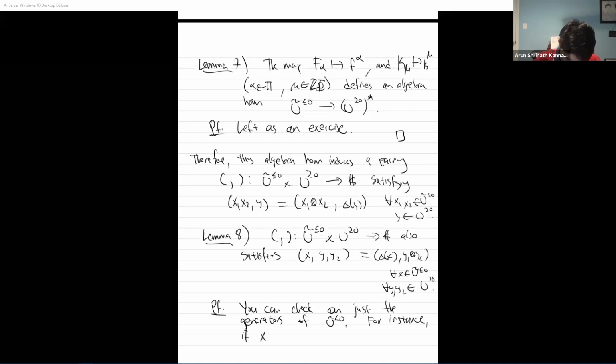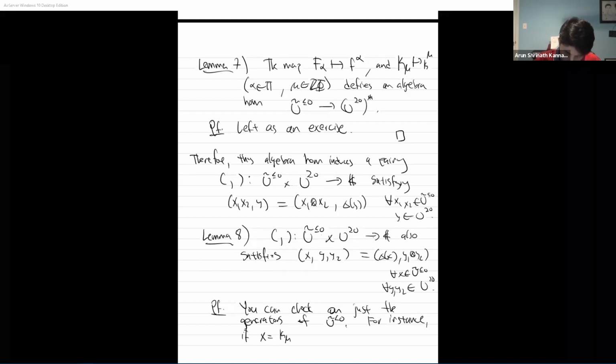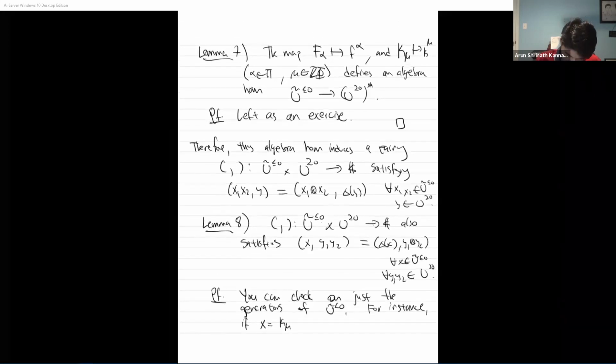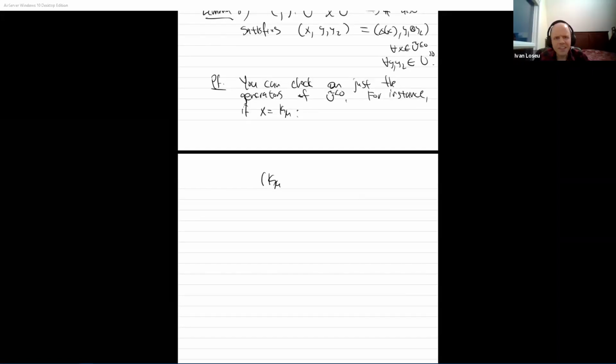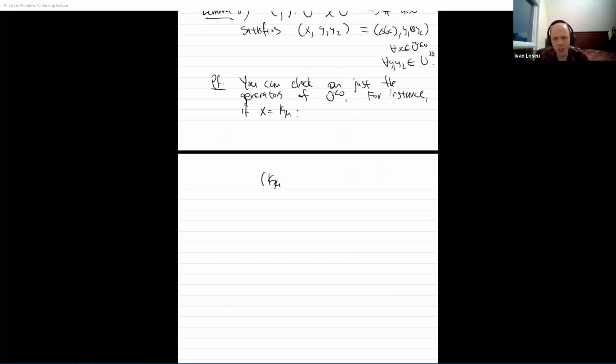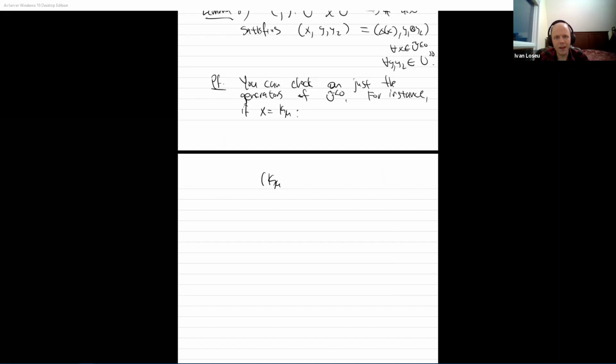if x equals k mu and y1 and y2 are arbitrary, then you get x, or k mu. Excuse me. The status of the first statement you made is that it's enough to do this check when x is one of the generators of U tilde less than or equal to 0. So the general case reduces to there. Correct. These are the statements that you are making. Yes.